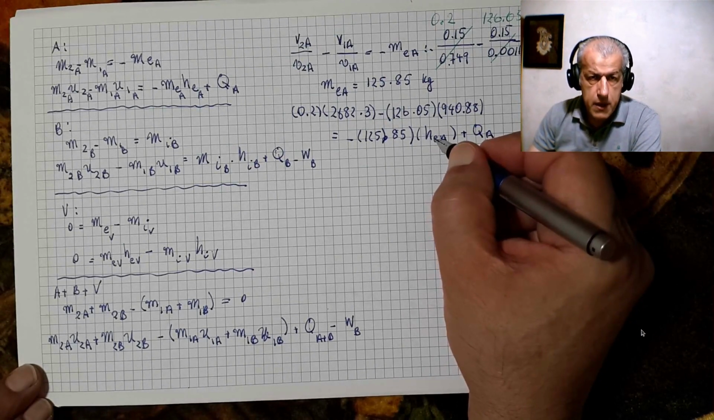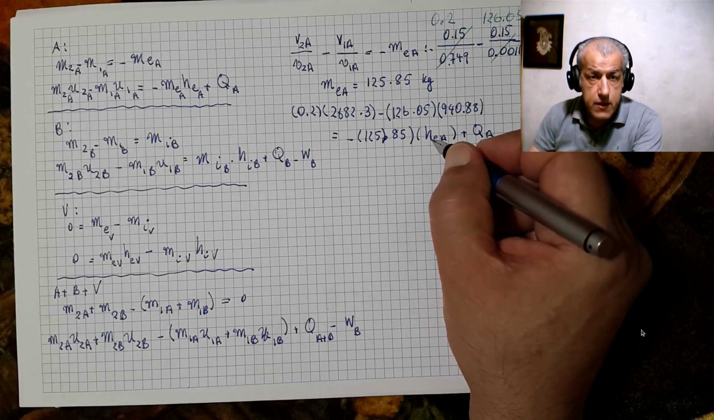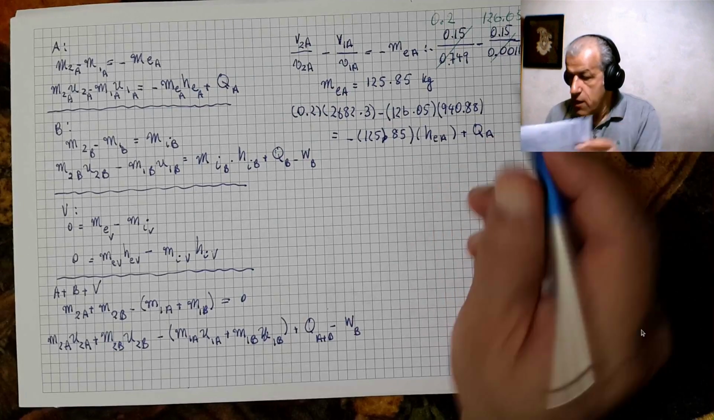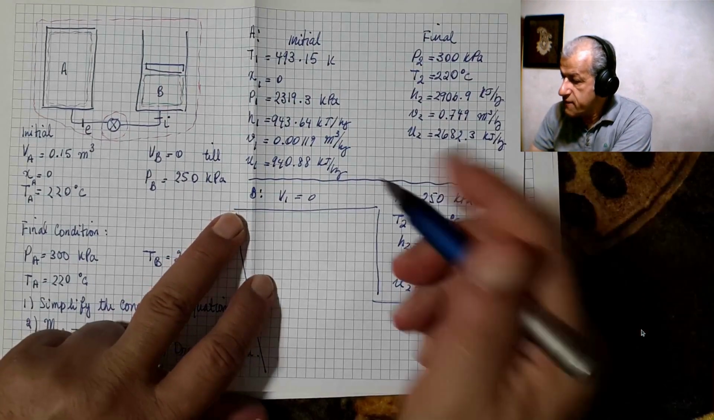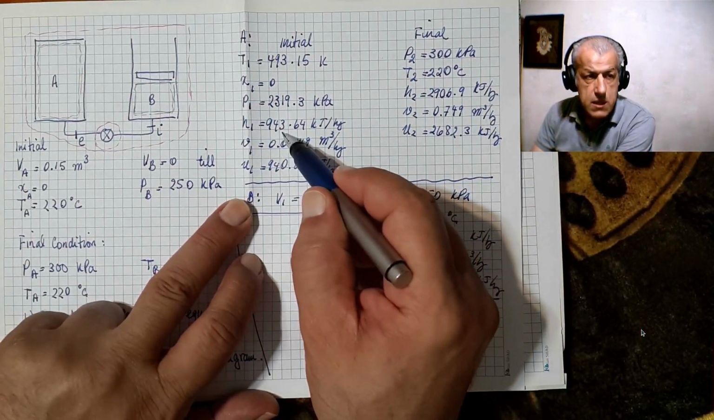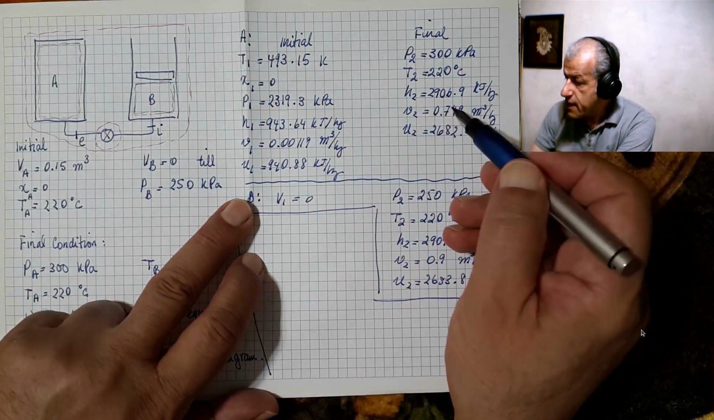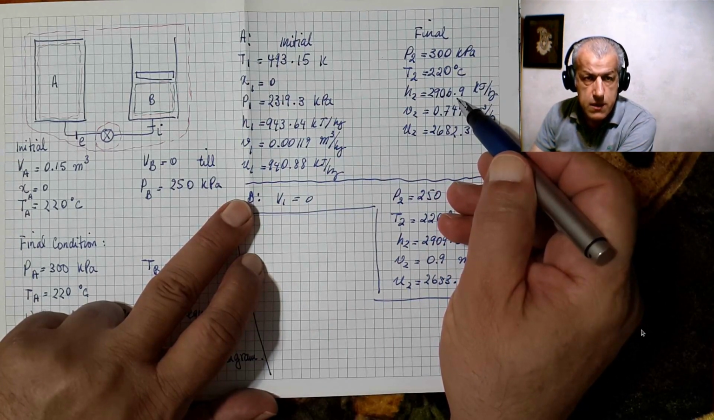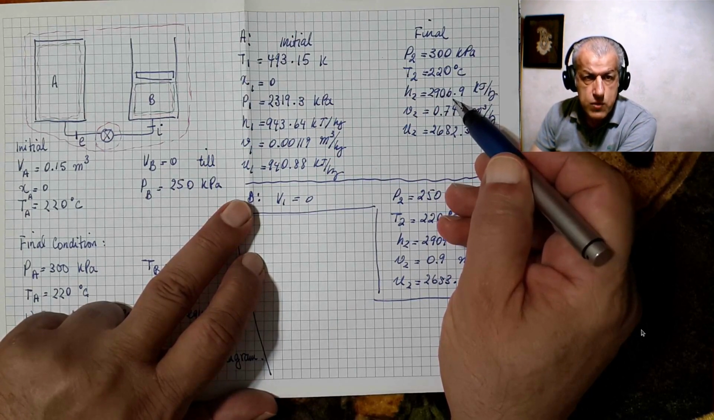It is quite common to assume that HEA is the average of the enthalpy at 1 and the enthalpy at 2. We have two conditions, initial and final. Initially, the mass in A has enthalpy 943, and finally it has enthalpy 2906.9. A fairly good assumption is to take an average.